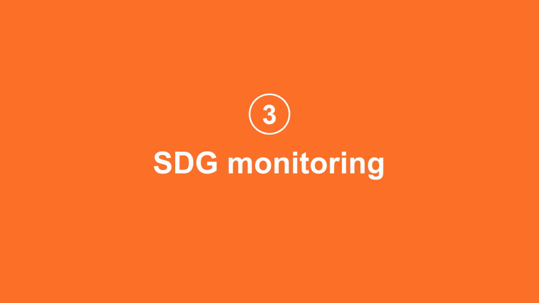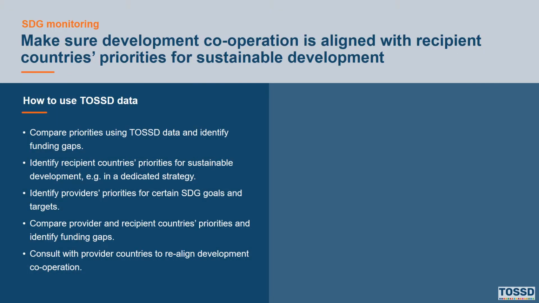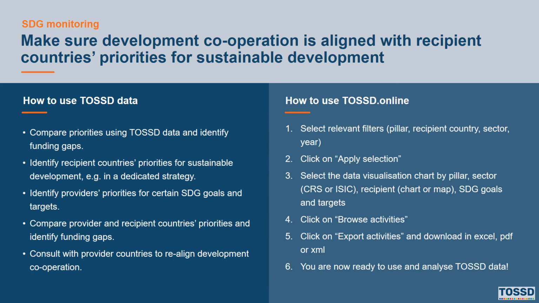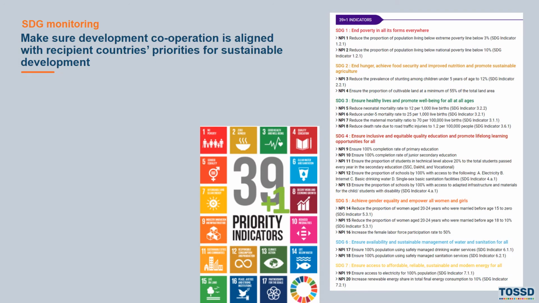This section shows how to use TOSD data for SDG monitoring. With TOSD, is it possible to compare priorities on SDGs? We can identify recipient countries' priorities for sustainable development and identify provider priorities for certain SDG goals and targets. All these can be done through the use of the TOSD online data visualization platform. These slides make this example of Bangladesh.